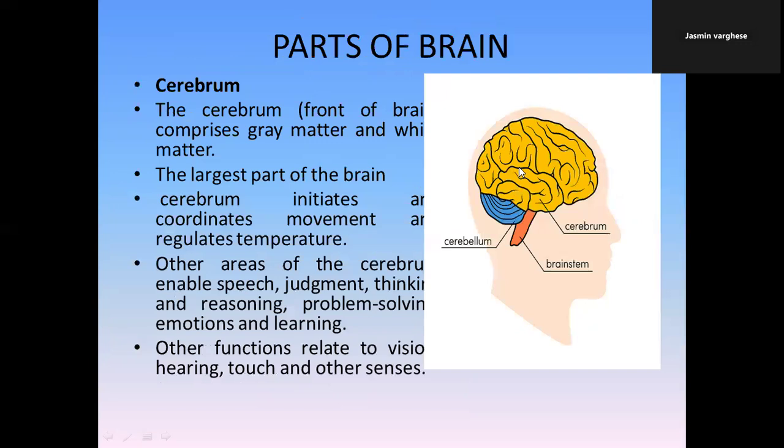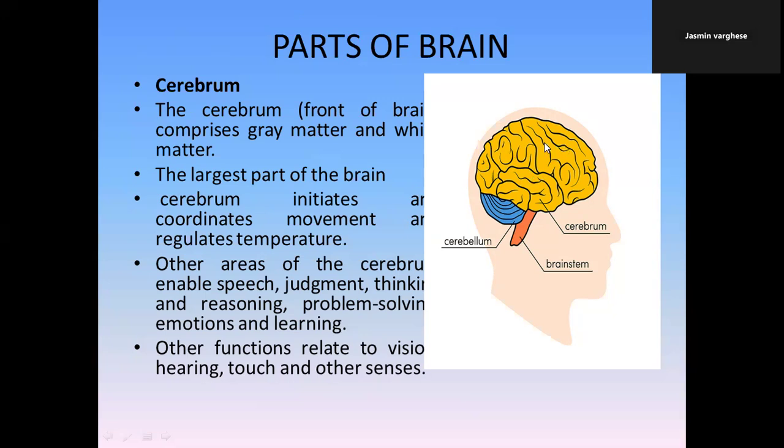Now we will see the parts of the brain. Basically, there are 3 major parts of our brain. They are the cerebrum, cerebellum, and brainstem. First, we will see what the cerebrum is. The cerebrum is the front part of the brain and comprises gray matter and white matter. It is the major part and the largest part of your brain. From the image you can understand this is the largest part of your brain.